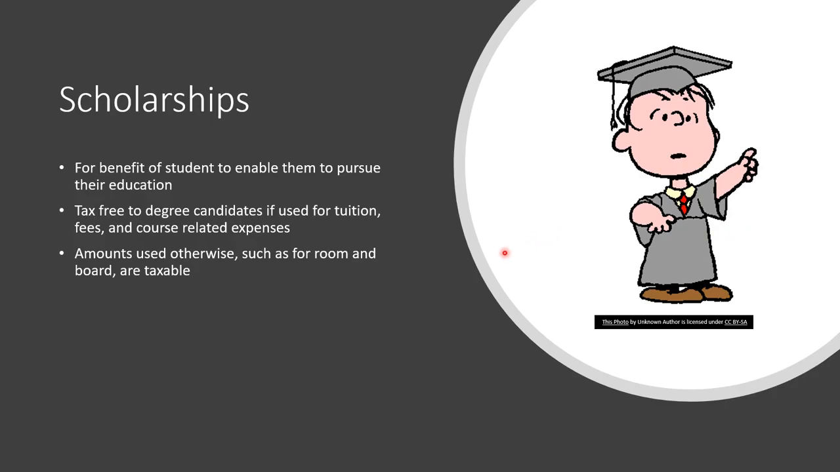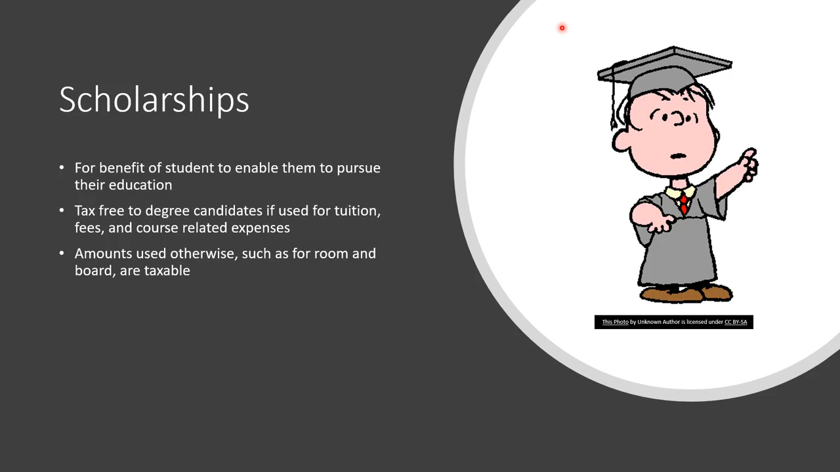Scholarships. A scholarship is generally an amount paid or allowed to, or for the benefit of, a student, whether undergraduate or graduate, at an educational institution to aid in the pursuit of his or her studies. A fellowship grant is generally an amount paid for the benefit of an individual to aid in the study or the pursuit of research. A candidate for a degree can exclude amounts received as a qualified scholarship or fellowship.